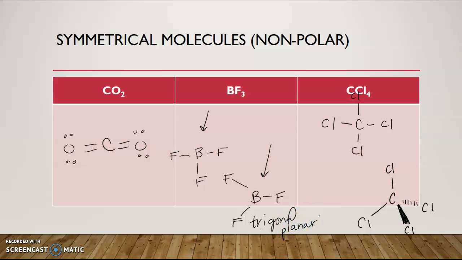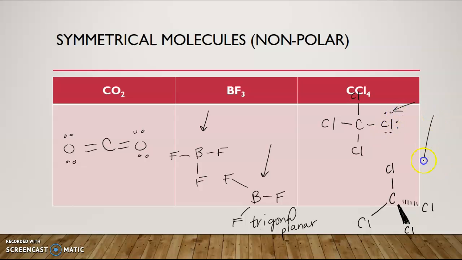And it is symmetrical, so the BF bond is polar, but the overall molecule is symmetrical. Same thing when we look at the Lewis structure and VSEPR structure of carbon tetrachloride here. So here is my Lewis structure. Granted, I'm missing some electrons on my chlorine.